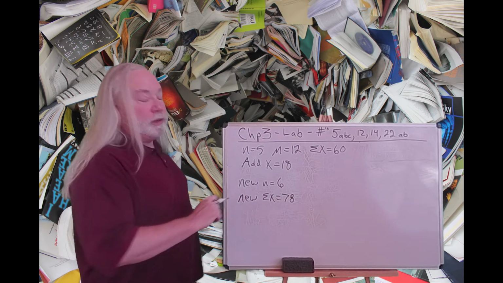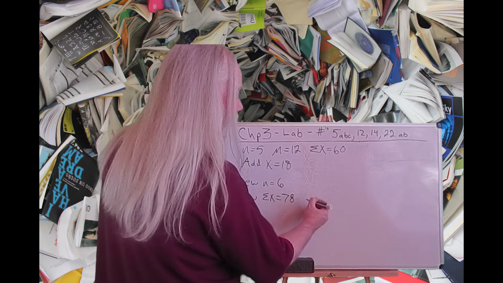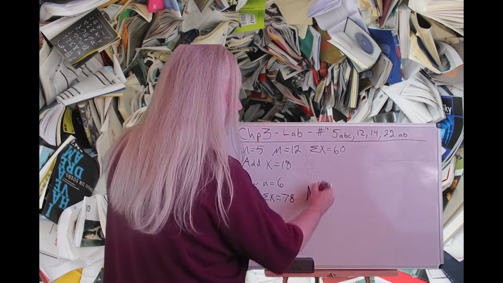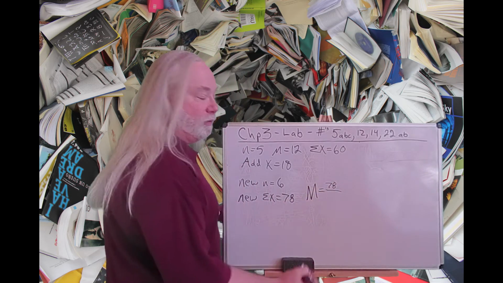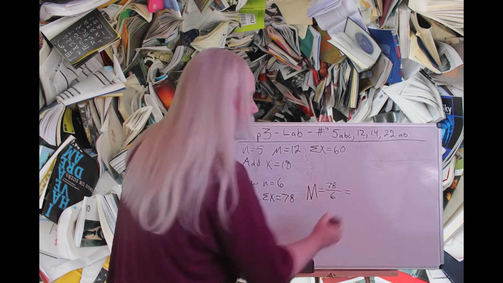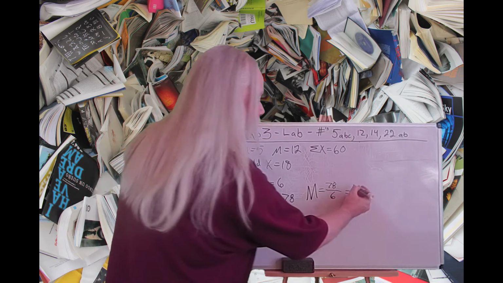So now we know the new summation of raw scores and we know the new number of raw scores. All we have to do is calculate the new mean. So the new mean is the summation of raw scores, 78, divided by the number of raw scores, 6. So 78 divided by 6 gives us 13.